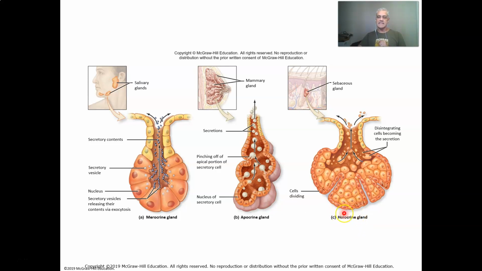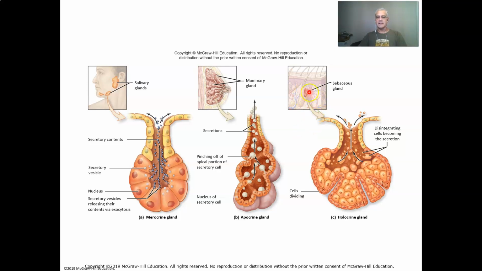Holocrine means the entire cell is actually the secretion. So you have lots and lots of cells. These epithelial cells are dividing like mad all the time. They are creating their product, but the product is the decomposition or the disintegration of the cell itself. The whole cell becomes the secretion.